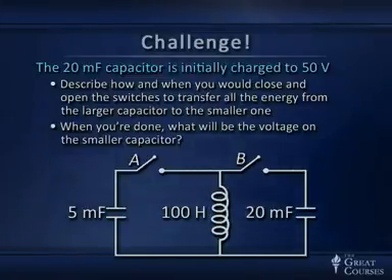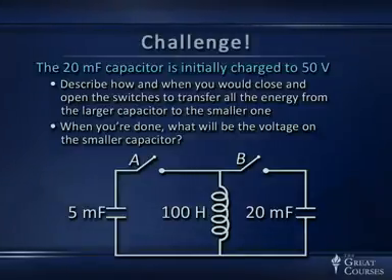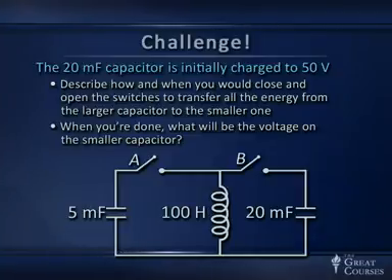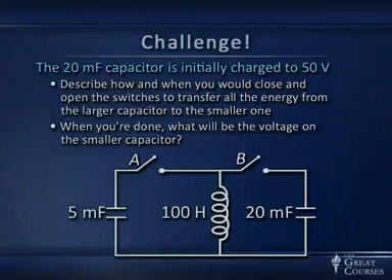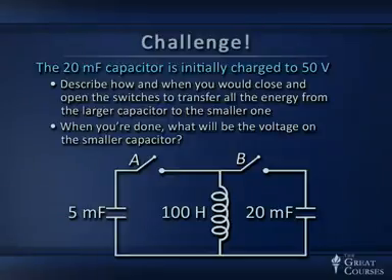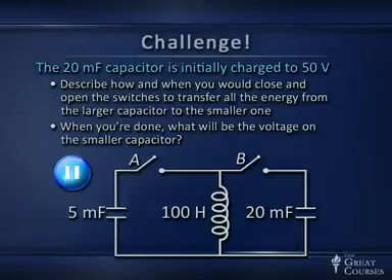So let's charge the 20 millifarad capacitor to 50 volts. I'd connect a 50-volt battery across it and then disconnect it. And I'm going to ask you to figure out how and when you would close and open the switches to transfer all the energy from the larger capacitor so it ends up in the smaller one. And when you're all done, what will the voltage be on that smaller capacitor? So think about that challenge, work on it. I'll come back with the solution.